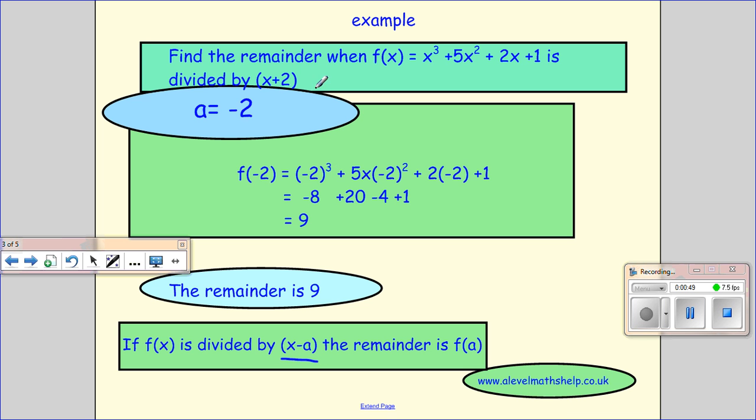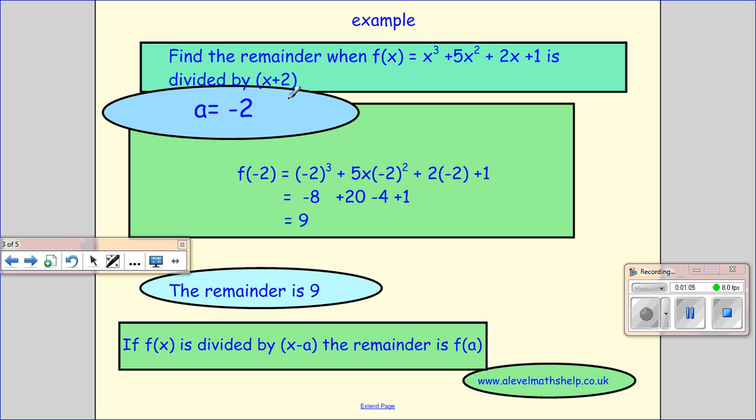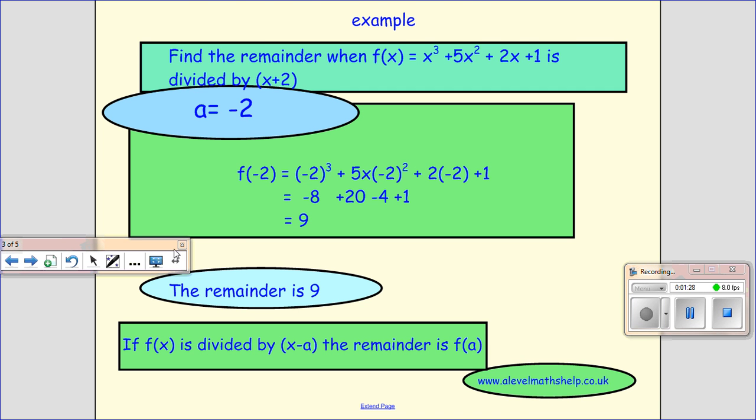So we compare this with this, and hopefully you can see that a must equal minus 2, because x minus minus 2 will give me x plus 2. That's actually the hardest thing, not getting the signs wrong in these questions. Okay, so then we substitute f of minus 2 into here, so x equals minus 2. So we've got minus 2 cubed plus 5 times minus 2 squared plus 2 times minus 2 plus 1. When you sort all that out, you end up with 9. So our remainder is 9.